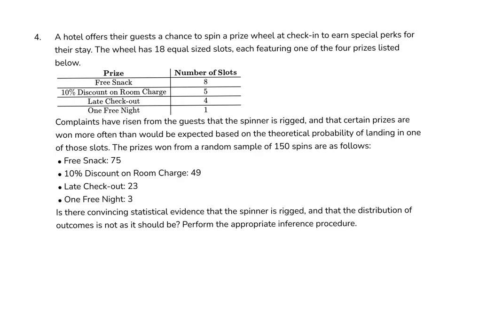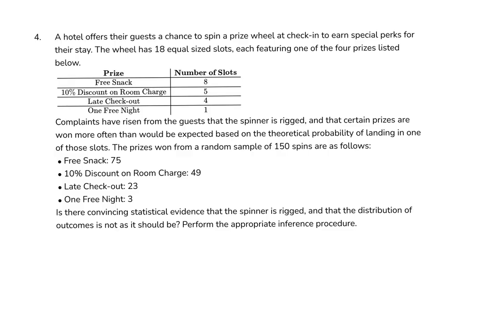Today we're going to do a chi-squared goodness of fit test. We're going to use this problem from the homework. A hotel offers their guests a chance to spin a prize wheel at check-in to earn special perks for their stay. The wheel has 18 equal-sized slots, each featuring one of the 4 prizes listed below. A free snack, a 10% discount, late checkout, 1 free night.